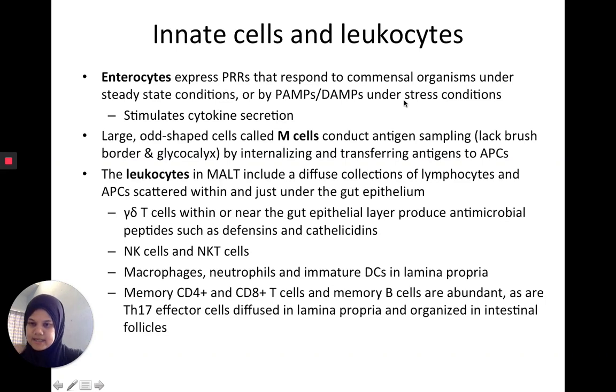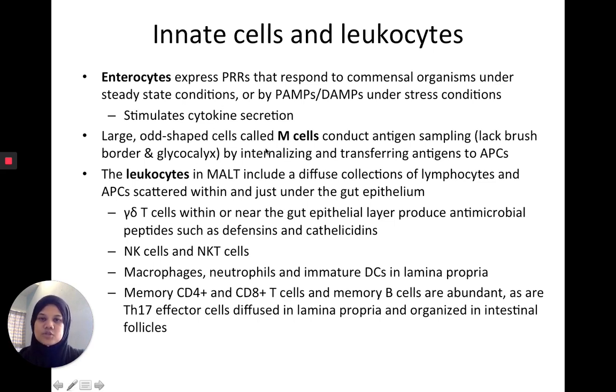So if, let's say, there's a breach of that, part of that defense is also the innate cells, the leukocytes mainly, but also the enterocytes. That's the epithelial cells lining the gut. They also express pathogen recognition receptors and pathogen-associated molecular patterns that they will respond to when they're stressed, or they will respond in a different way if they recognize it's just from commensal organisms. This will result in some cytokine secretion, and what kind of cytokines will depend on what they're responding to.